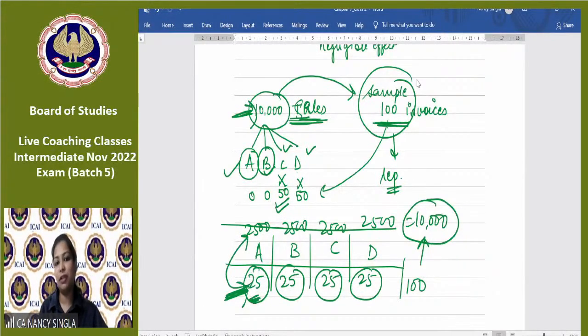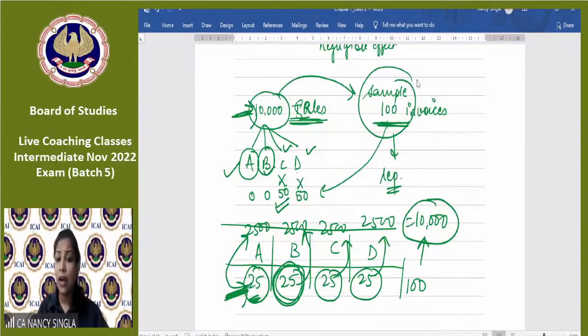Whatever result comes for the B product on the sample, he will proportionate it for this 2,500, accordingly for C, accordingly for D, and then he will combine all these 4 products' projections to come to a conclusion about the projection on 10,000 items.